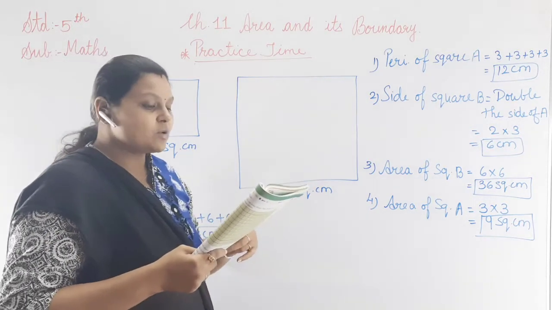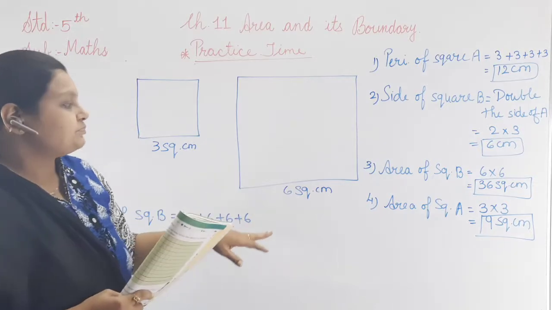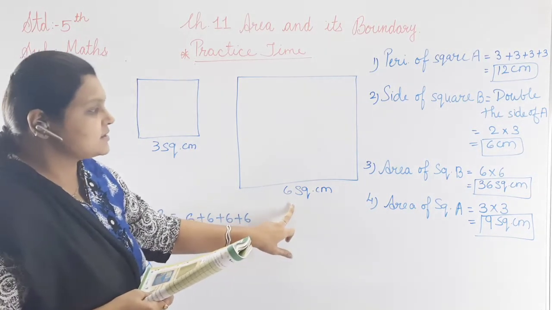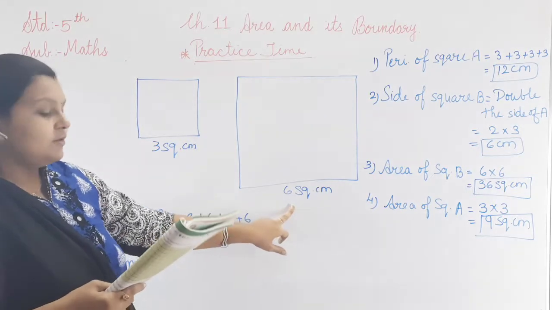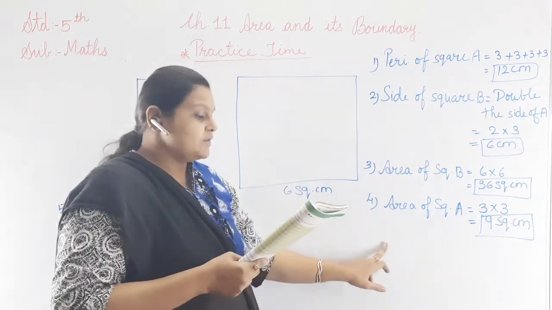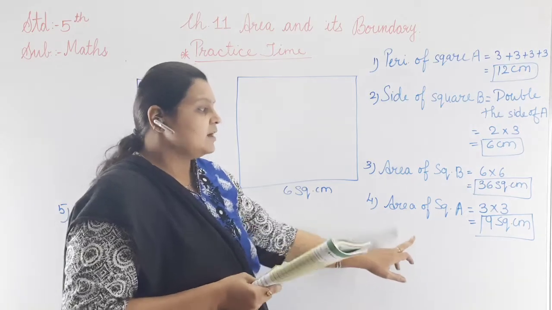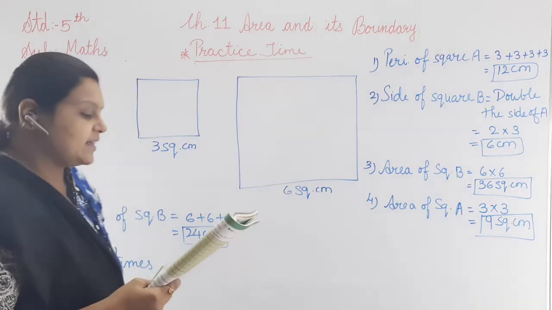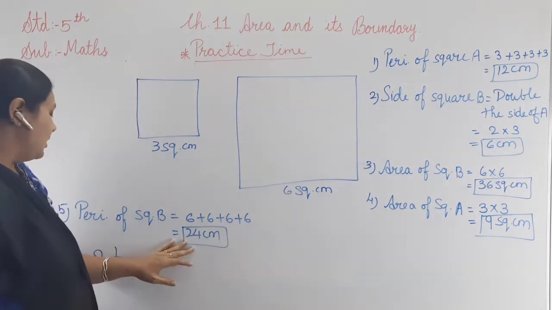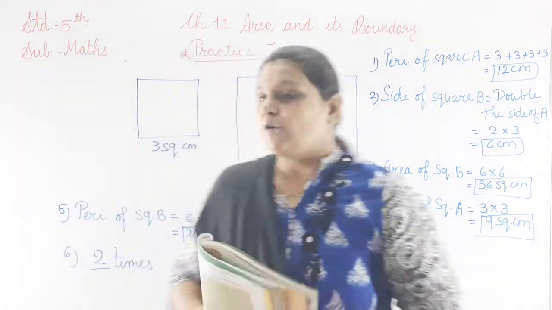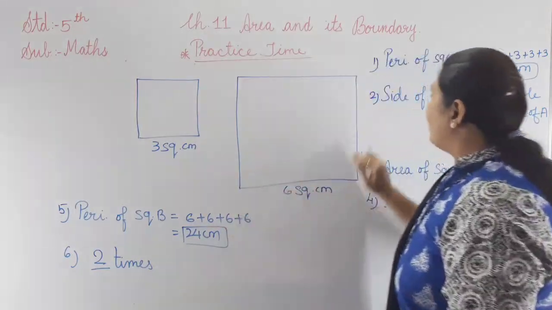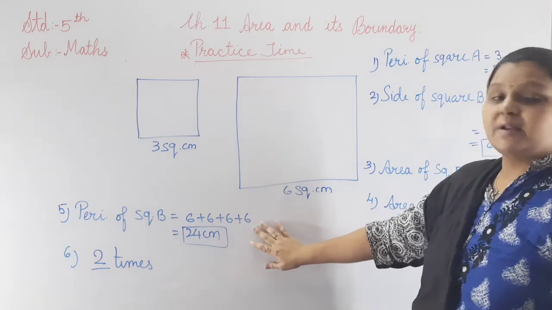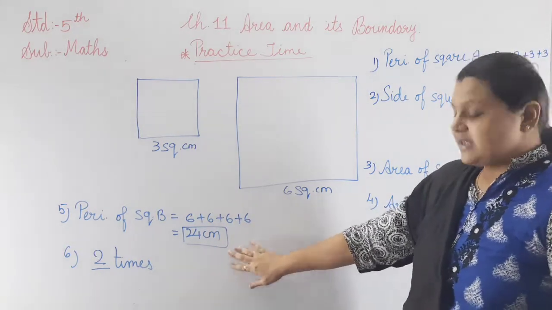The area of square B. So 6 into 6, that is 36 square centimeter. Fourth one, the area of square A will be 3 into 3, that is 9 square centimeter. Next question, perimeter of square B. Now perimeter means sum of all the sides, that is 6 plus 6 plus 6 plus 6, 24 centimeter.